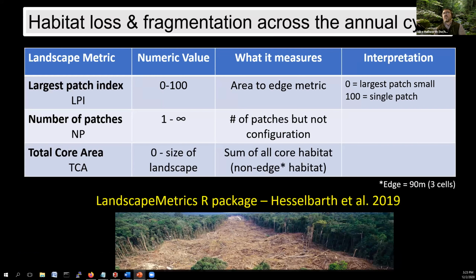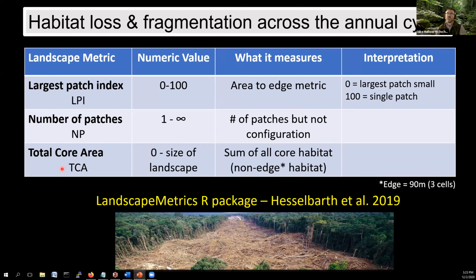And there are many different fragmentation indices, which you may be familiar with. A lot of them were correlated with one another. So we took 3 biologically relevant metrics, and those were the largest patch index, which is a numeric value from 0 to 100, and which is basically an area to edge metric, where if it's 0, the largest patch within that landscape is very small, and if it's 100, then basically that entire landscape is a patch. The number of habitat patches within that landscape, it gives you an idea of how many there are, but not how they're configured within the landscape.